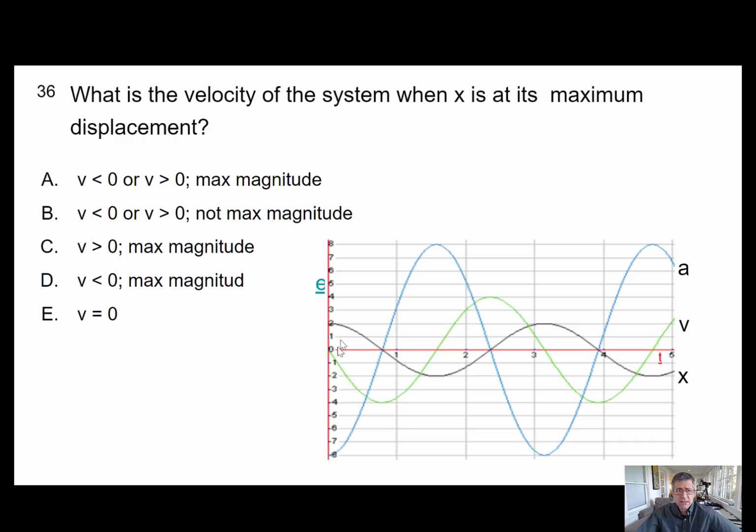A few more examples. What is the velocity of the system when x is at a maximum displacement? Maximum displacement means that I'm all the way at one end or another of oscillation, and so I'm going to have a zero velocity.